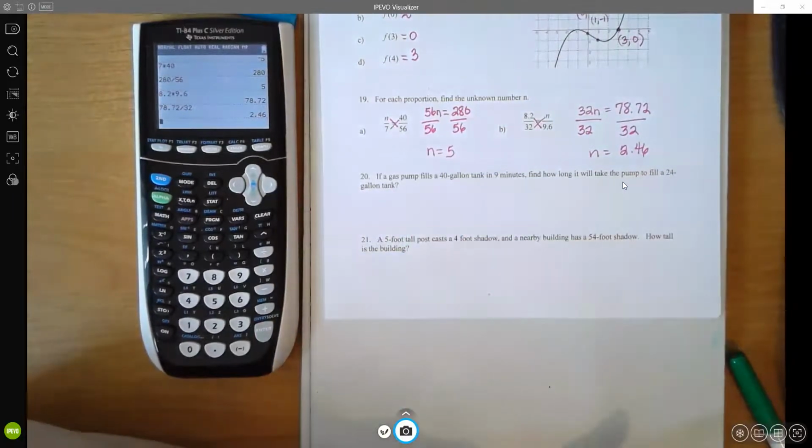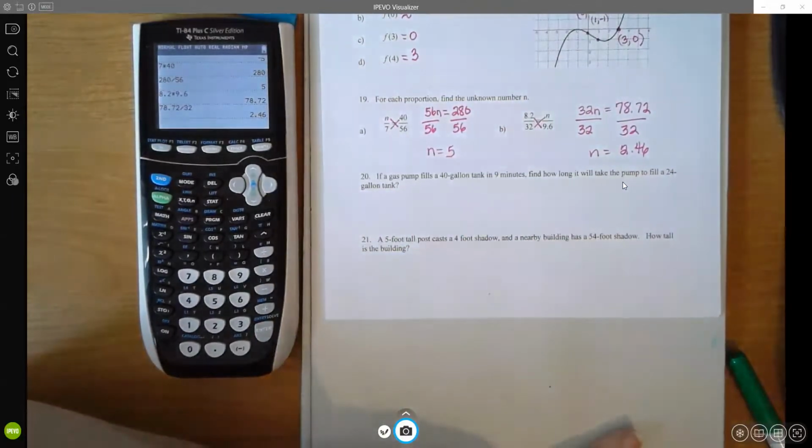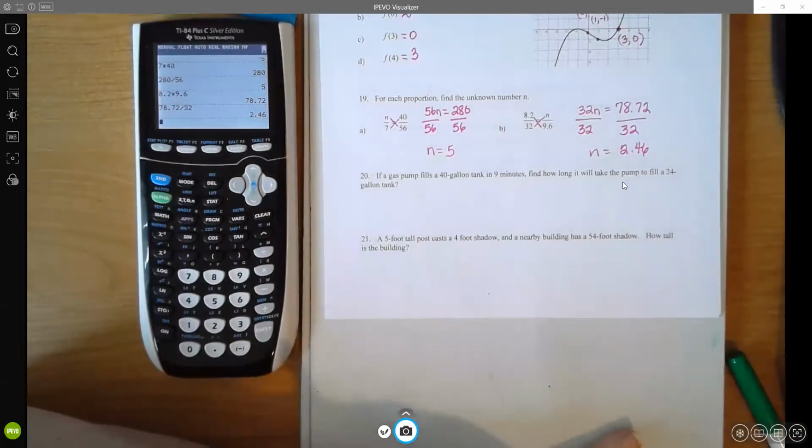Now, in problem number 20, before even reading it, I can expect that it will be a proportion problem because I just finished some proportions. But if I didn't suspect, how would I know it's a proportion problem? Well, it says if a gas pump fills a 40-gallon tank in 9 minutes, how long will it take the pump to fill a 24-gallon tank?